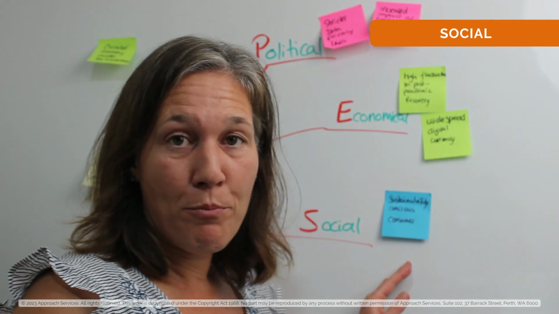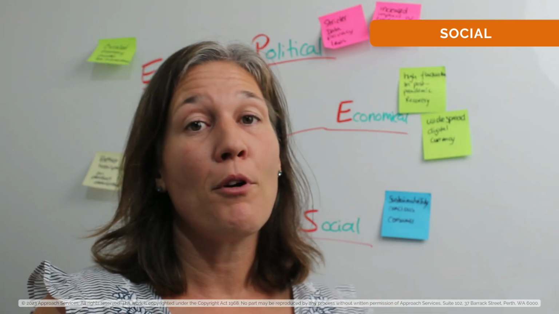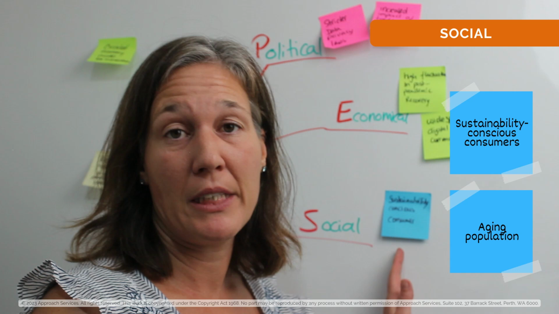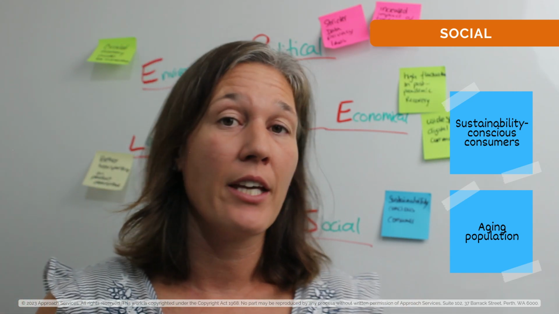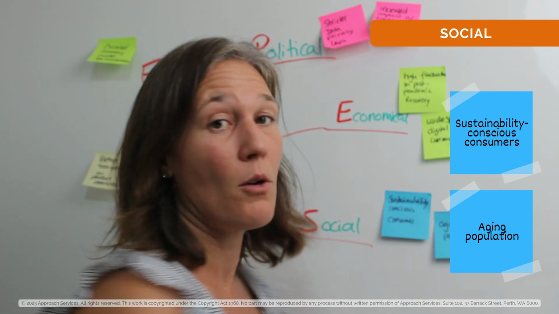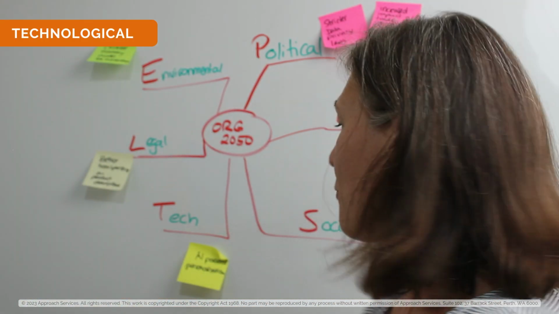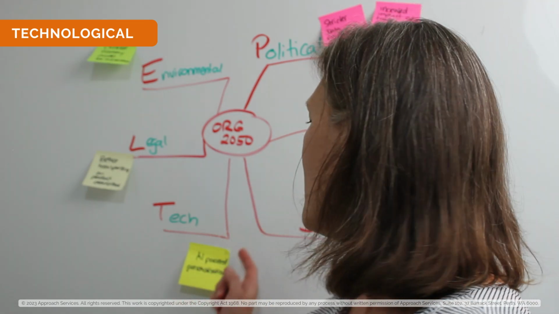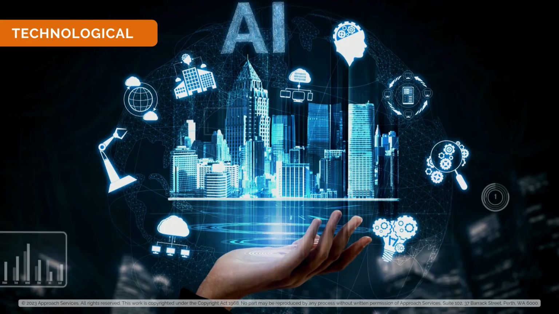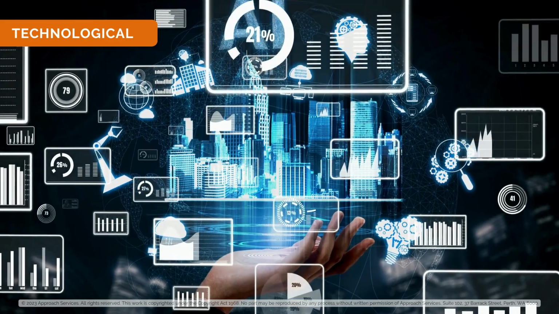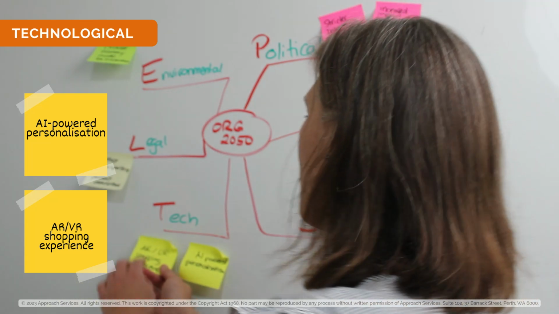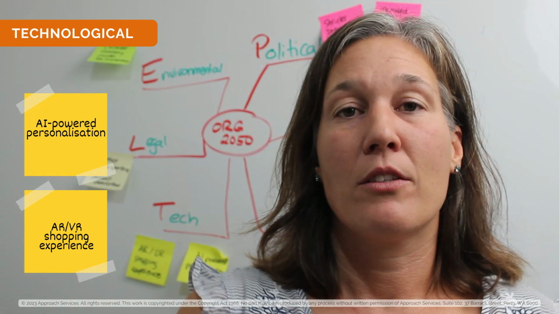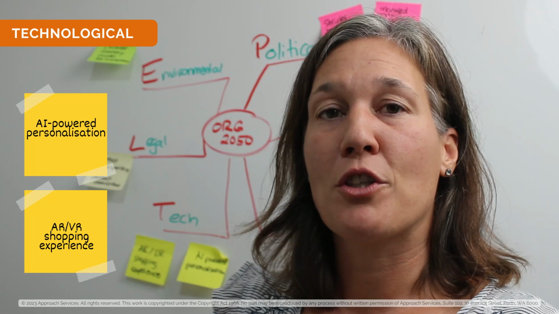A social trend that's been brought to our attention through this collaborative approach has been that we have more sustainability conscious consumers, and we also see that our population is aging, impacting our buyer personas. From a technological point of view, we can see a couple of trends as well. This is probably what would have popped up if we hadn't used PESTLE. It is on the forefront of everybody at the moment, AI-powered personalization. And also we've come up with AR, so the augmented reality or virtual reality shopping experience for our customers.